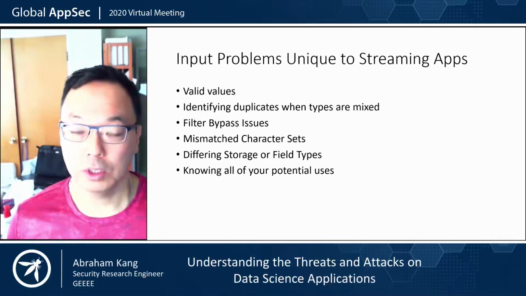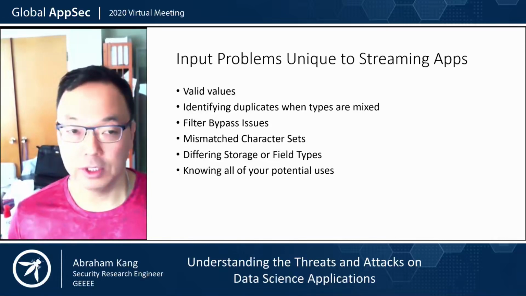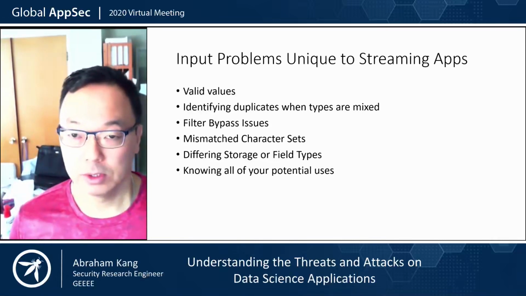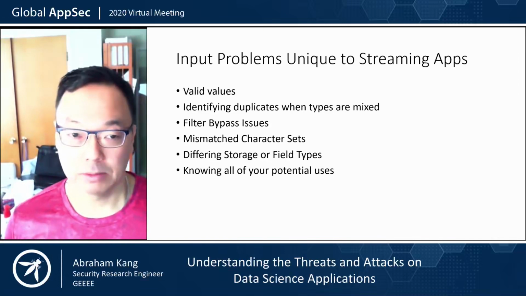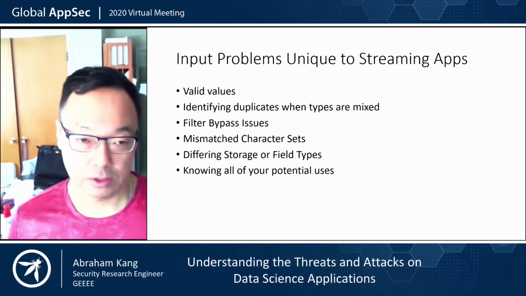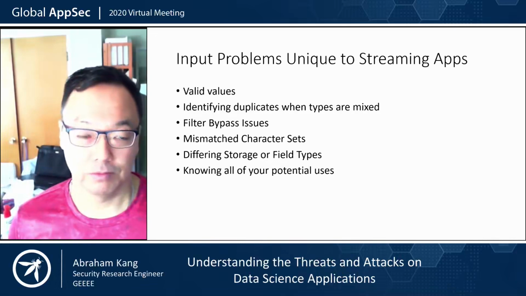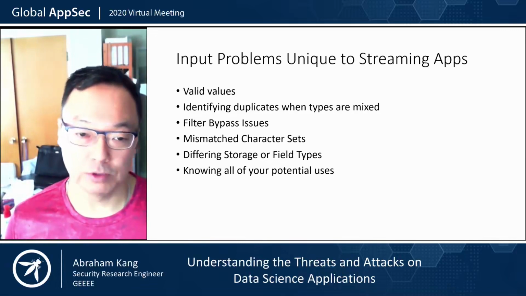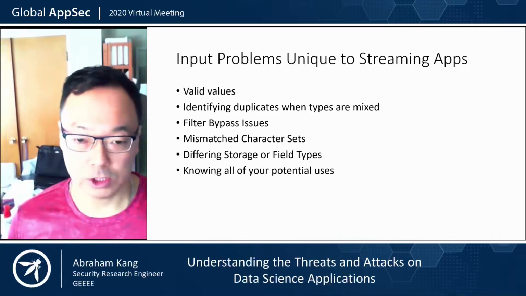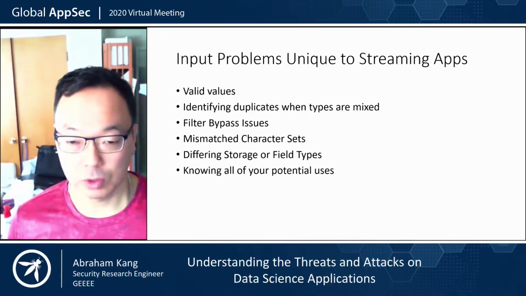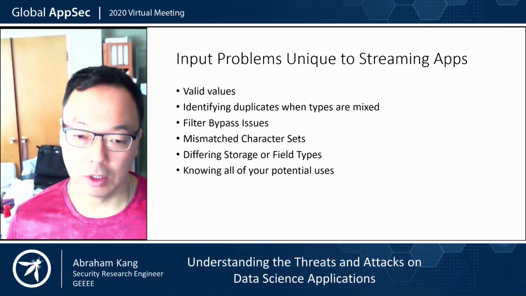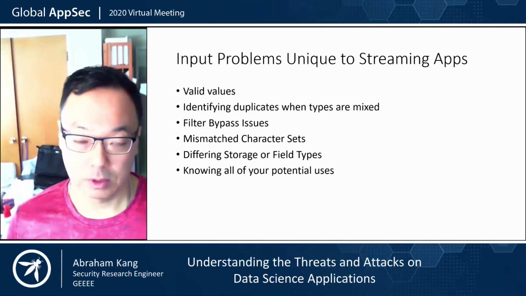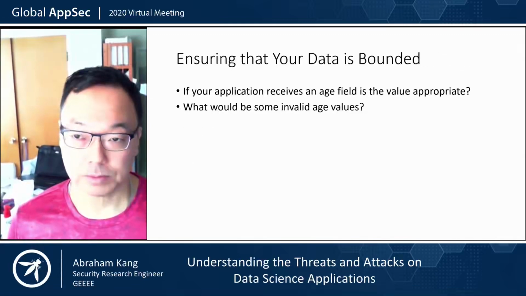So let's dive deeper into the input problems related to streaming apps. They fall into five areas: looking at valid values, identifying duplicates when types are mixed, filter bypass issues, mismatched character sets, differing storage or field types, and knowing all of your potential uses. So let's go into detail on this.